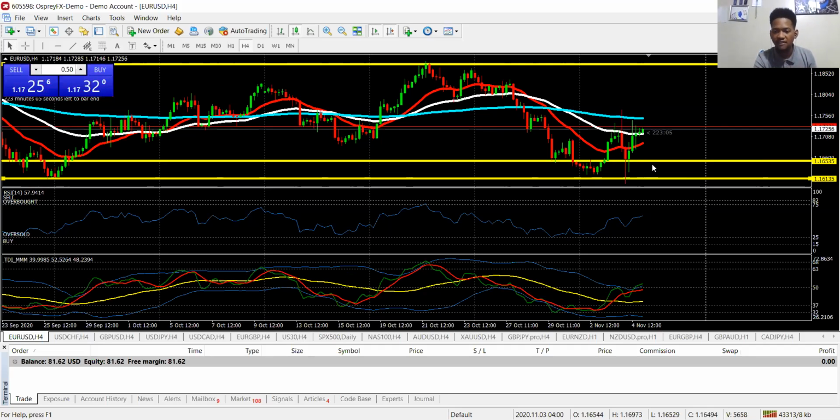Anytime you see these moving averages stuck like this, between the candlesticks, you don't trade it. You're looking for a gap, or you're looking for a two touch. So let me back up a little bit.